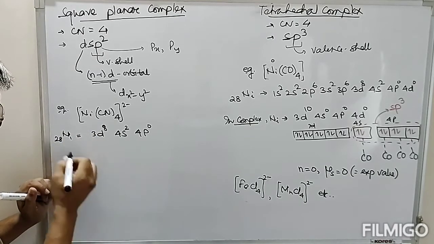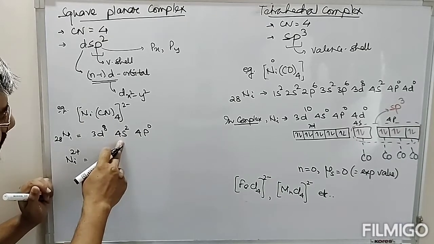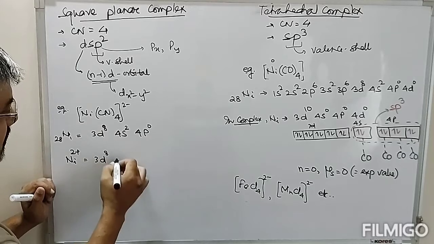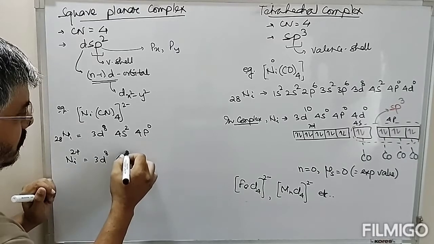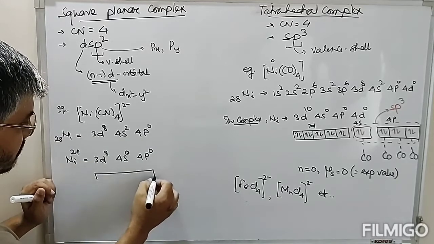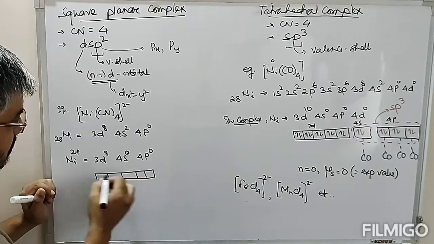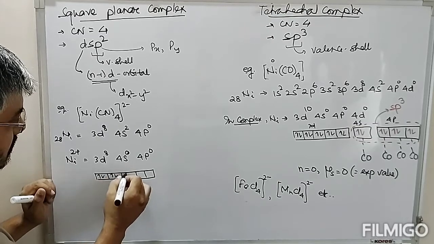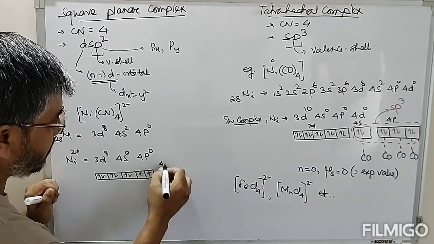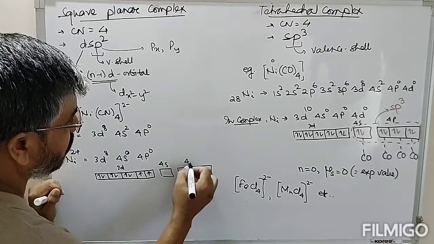Now this nickel is to be converted into nickel plus 2. Since the valency shell is the outer shell, we have to remove electrons from the valency shell. So we are left with 3d8 4s0 4p0. So we have this: 3d8, we have this 4s and we have this 4p.